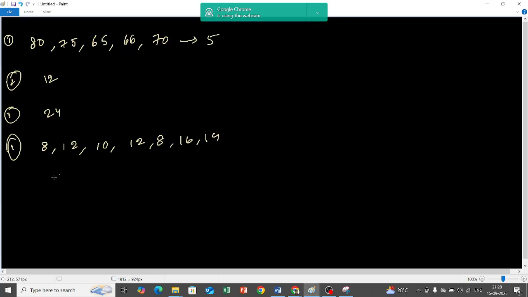Okay. Now we need to find out the median. How to find out the median? First of all, arrange them in ascending order: 8, 8, 10, 12, 12, 14, 16. Okay. What is the median? How to find out the median? Can anybody tell me?